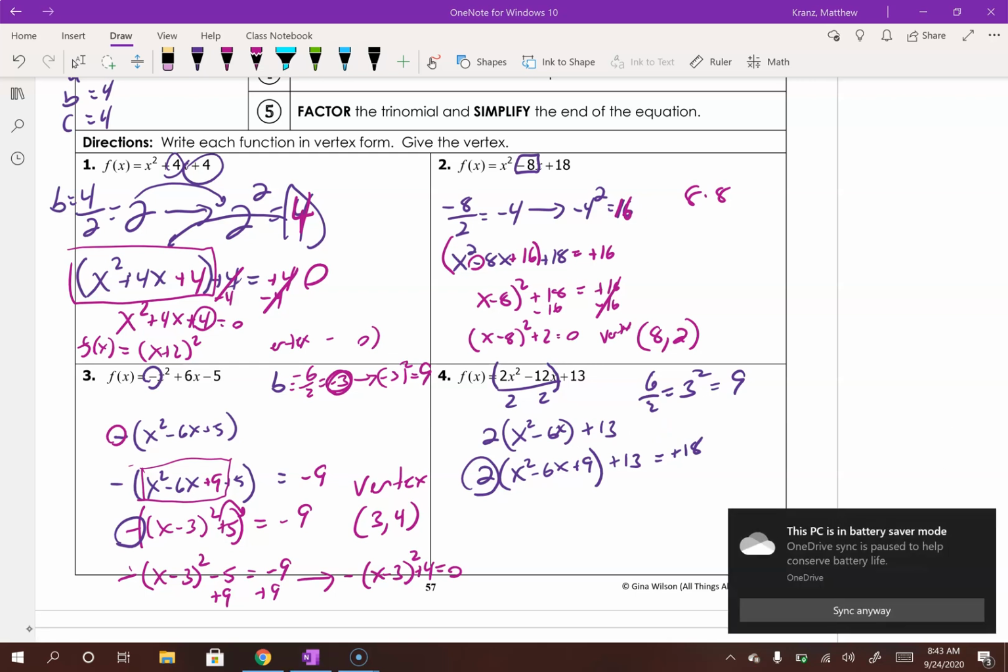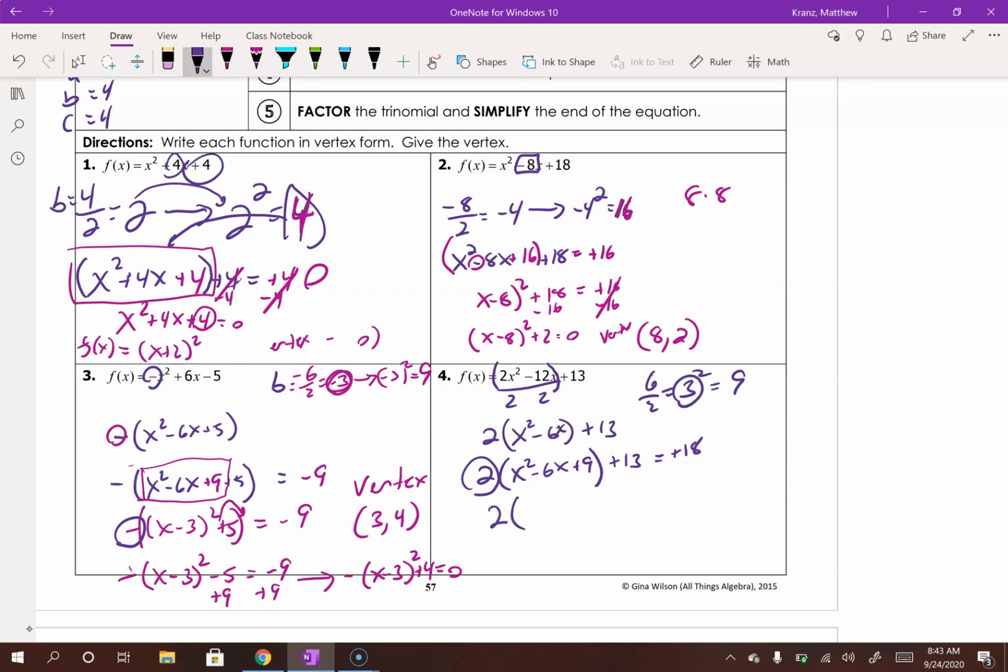All right, so now the next thing I'm going to do is I'm going to factor this, and I see that I had a 3 here, and this is negative, so it should be negative 3. So that'll be x minus 3 squared plus 13 equals 18. When I minus 18, I get 2 x minus 3 squared minus 5 equals 0. So that puts my vertex, okay, at 3, negative 5.